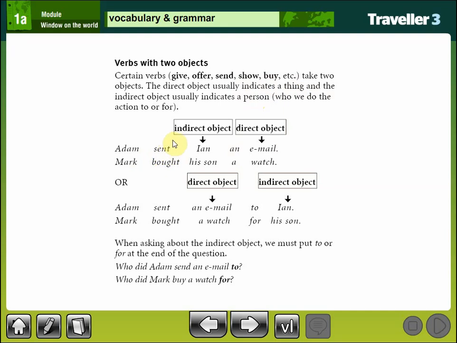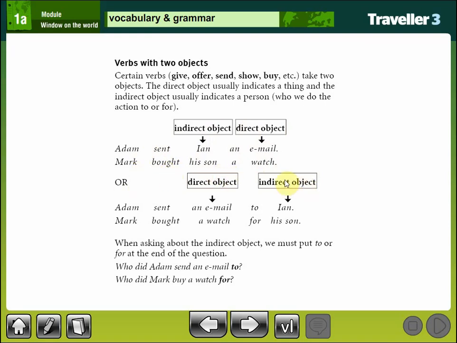So here we actually need to see the verb itself to know logically which is the direct and indirect object. So here, sent. What did Adam send? He sent an email. Of course, he sent it to Ian, but the thing that he sent is an email. So we say this is the direct object.